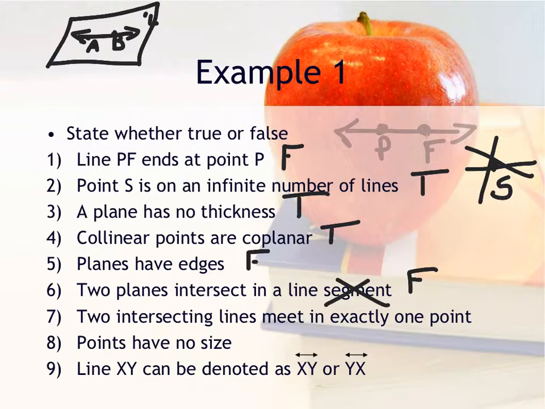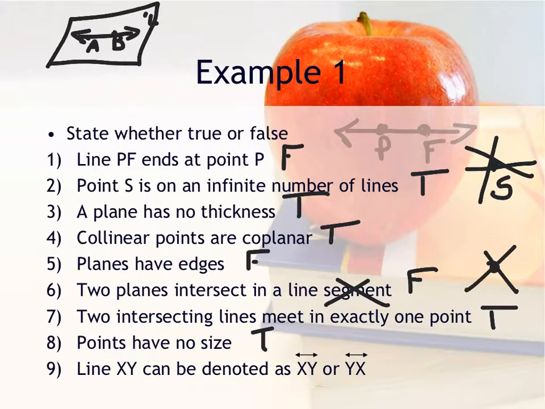All right, two intersecting lines meet in exactly one point. True or false? Where do two intersecting lines meet? It's true, they meet in one point. I could draw an X here. Notice where they meet, one point. This one's true. All right, points have no size. Now when you draw a dot on your paper, it looks like it has a size, right? But it doesn't. Points have no size, that is true.